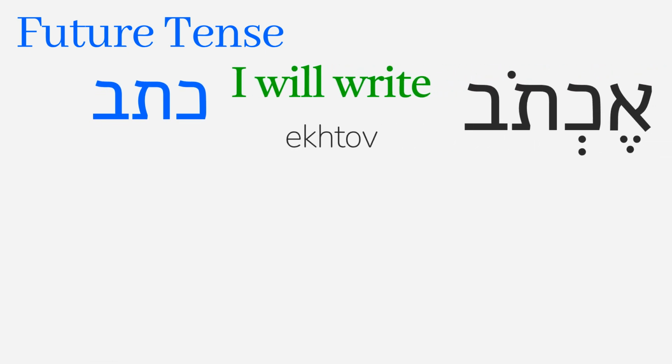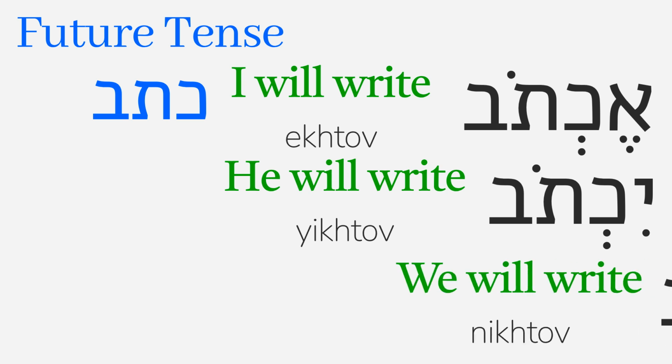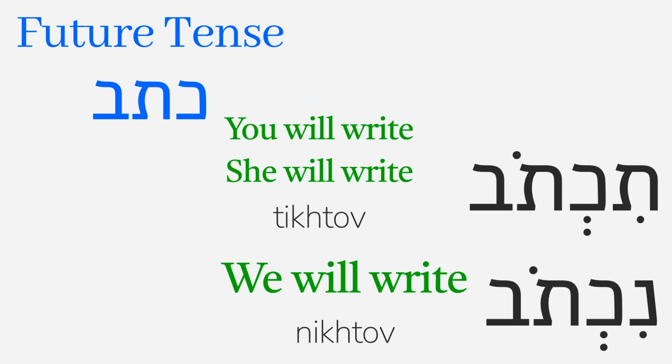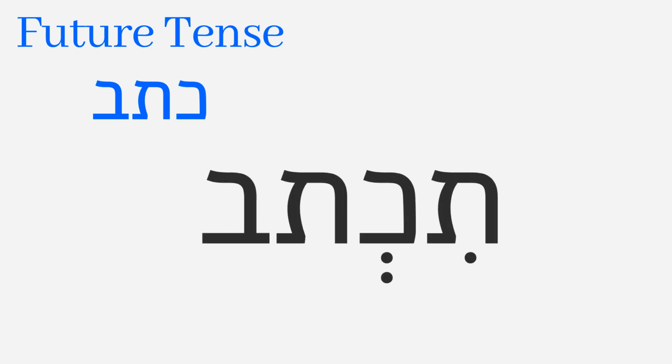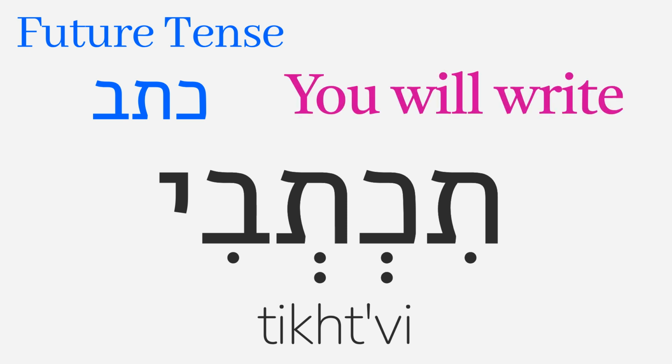We have echtov, I will write, yichtov, he will write, nichtov, we will write, and tichtov, which means you will write masculine singular or she will write. The other forms add endings to these forms. Adding i to tichtov, we get tichtevi. You will write feminine singular.